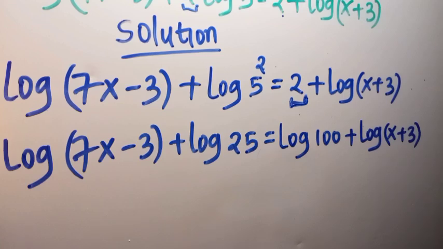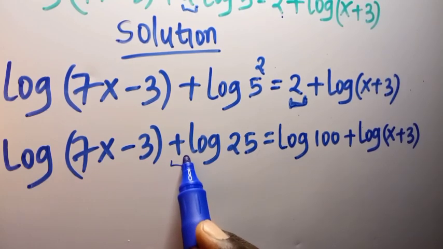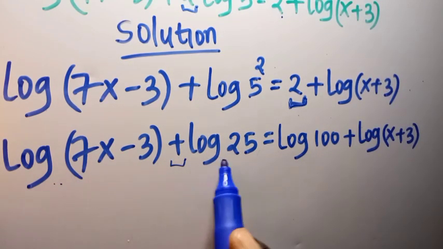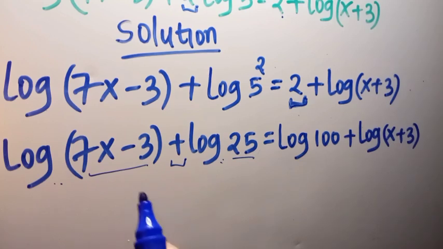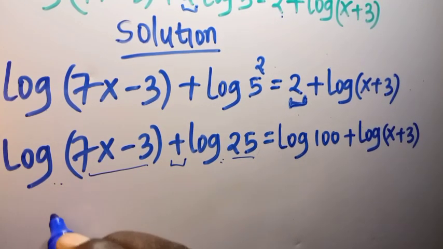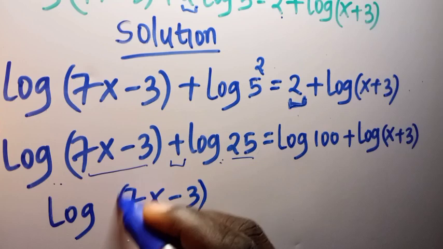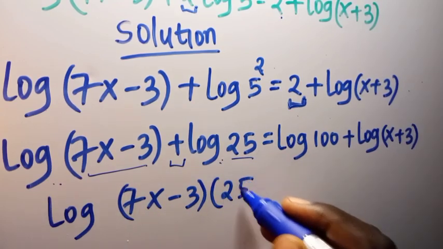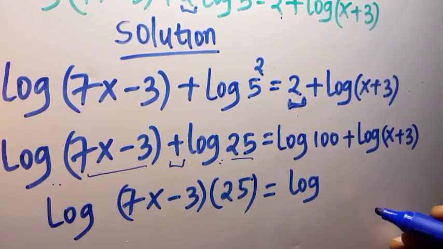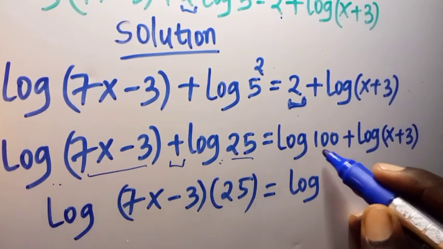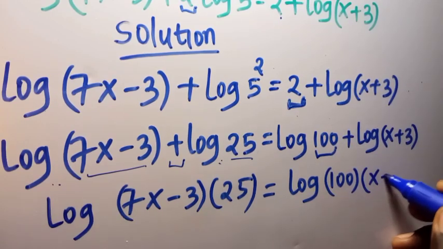Now, since we have that, let us apply the other laws of logarithms, whereby where there is a plus and these are logarithms of the same base, then we combine these ones using multiplication. We multiply them, and therefore it will be the logarithm of 7x minus 3, then times 25. Then close the bracket, equals to the logarithm of, I also combine this one to be a logarithm of a single number because they are of the same base. This is 100, so I will have 100, then times x plus 3.